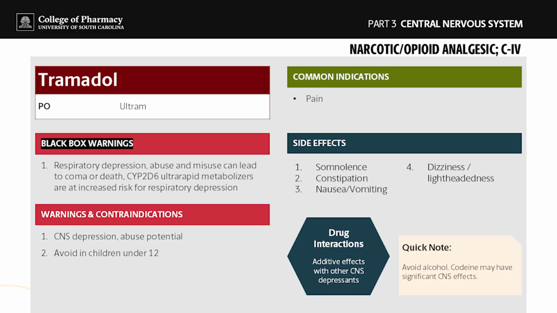Another narcotic opioid analgesic, which is a class 4, less abuse potential than a 2 or a 3. The generic name is tramadol, and the brand name is Ultram. It is used for pain, and it has the same side effects as the other opioid analgesics. So make sure that you tell your patients this and make sure you direct them on their side effects and counsel them well about avoiding alcohol. And also, you don't want them to take it with codeine because it can actually increase the central nervous system side effects. Important. And we avoid this in children under 12.